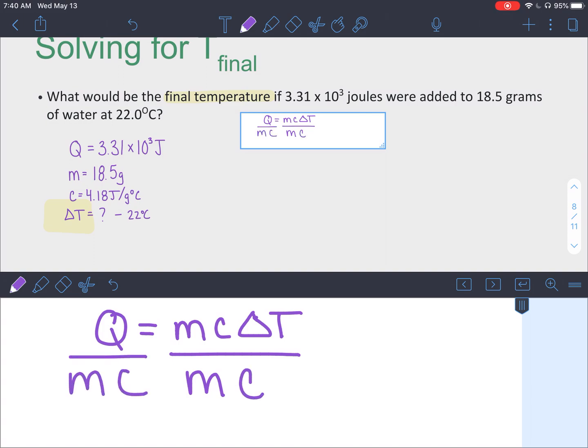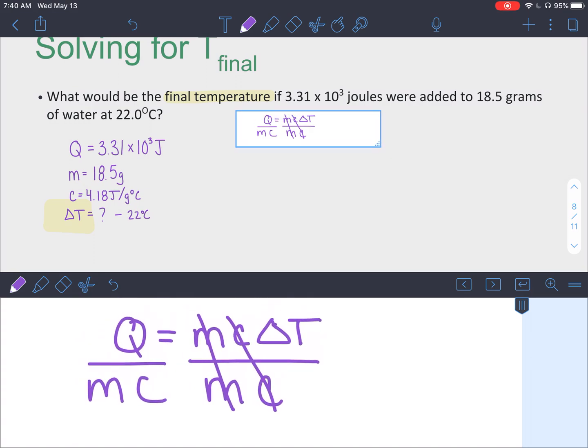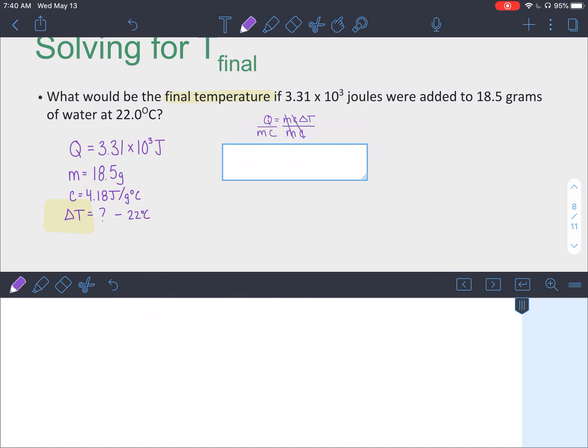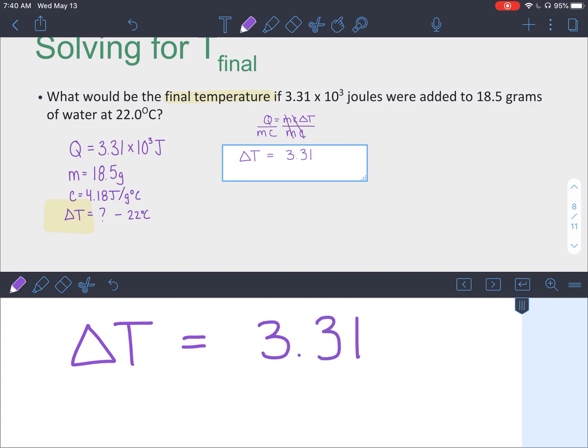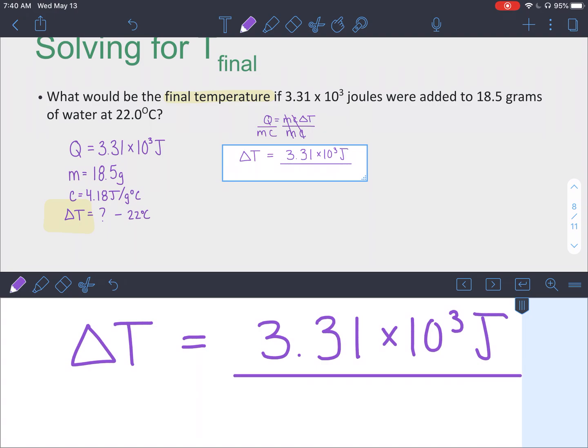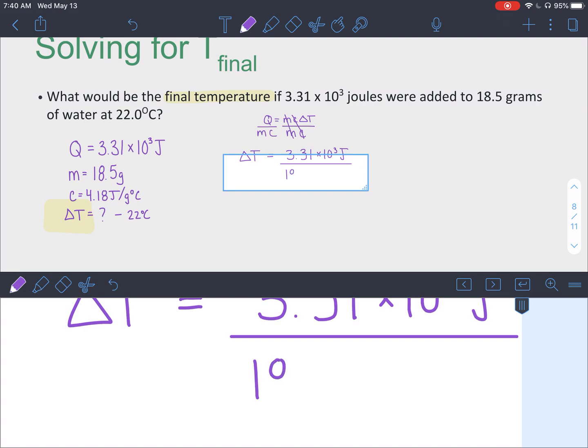All right, to cancel out the multiplication, we divide each side by mass and specific heat so that delta T is equal to Q divided by MC. I'm going to switch sides actually. Delta T is equal to Q, the amount of joules, divided by the mass.